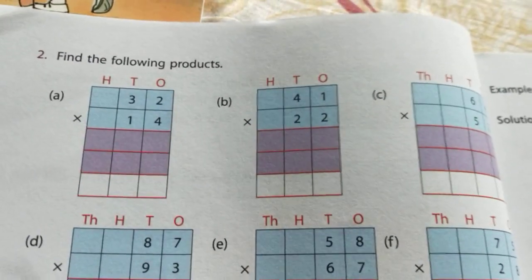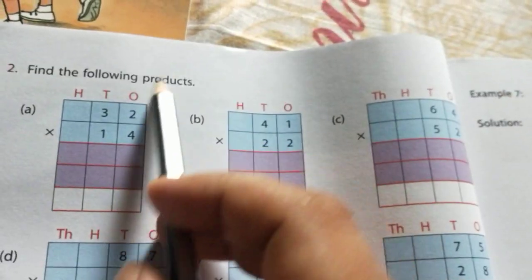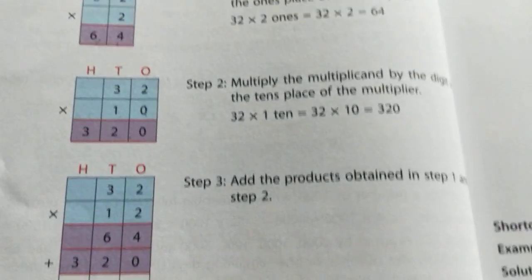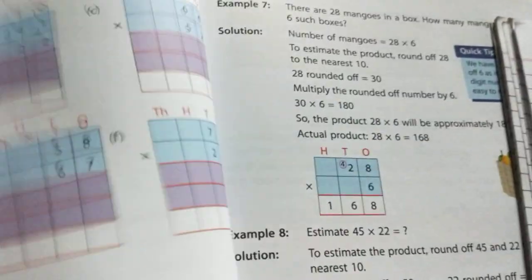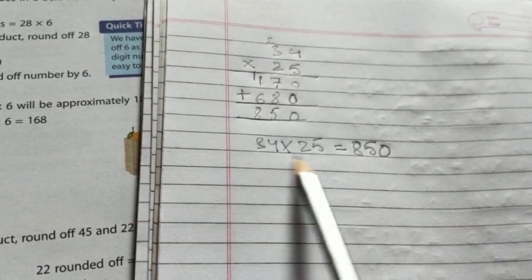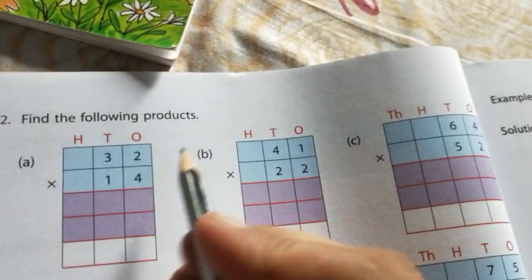Now in the next page you have to multiply 2-digit numbers. We have already learned that in the previous page. I've explained it to you. This is how you do it. Now for your convenience I'll do one for you.